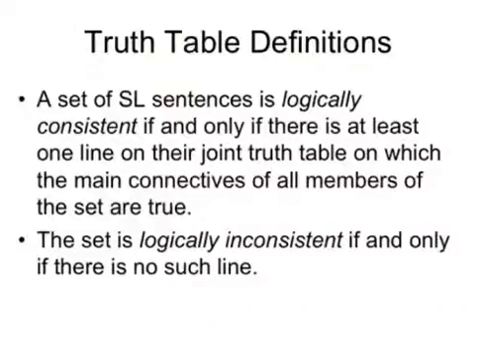We also talked about sets of sentences being logically consistent. And all that requires is that there's at least one line on which the main connective of all members of that set of sentences is true. One line on which all the sentences could be true. You've got a massive truth table with a number of sentences, and you look at the main connectives of each one, and all you need is one line. If there's one line on which all the sentences come out true, then that shows that the set is consistent, at least. And it's inconsistent if there's no such line.